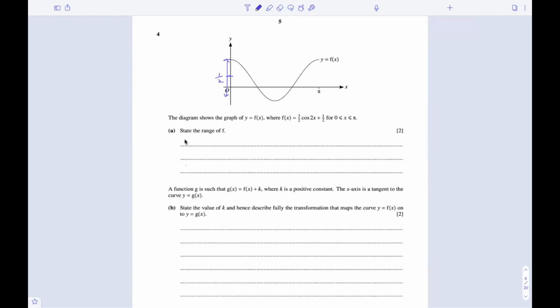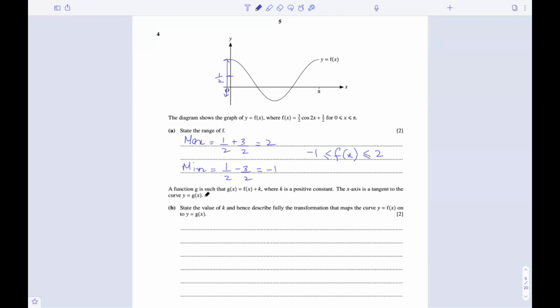So, for the maximum value, we will have half plus 3 upon 2, which is 4 upon 2, which is equal to 2. And the minimum value would be half minus 3 upon 2, which is minus 2 upon 2, which is minus 1. So we can say that the range of f of x is greater than or equal to minus 1 and less than or equal to positive 2.